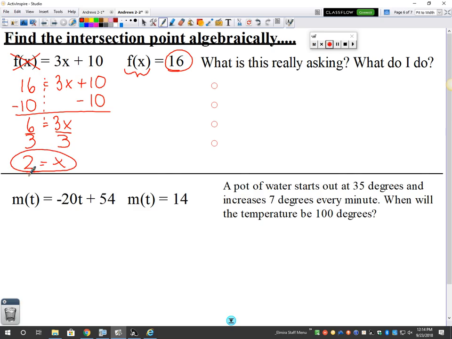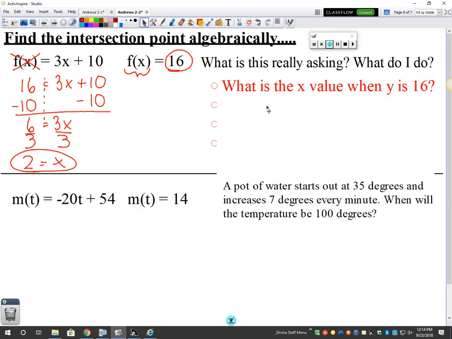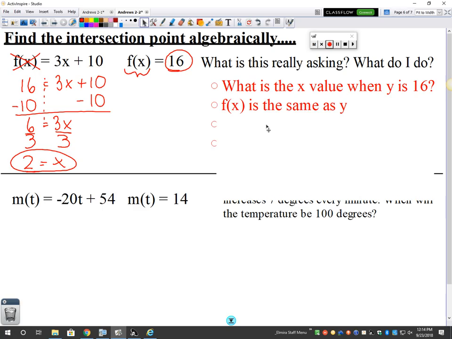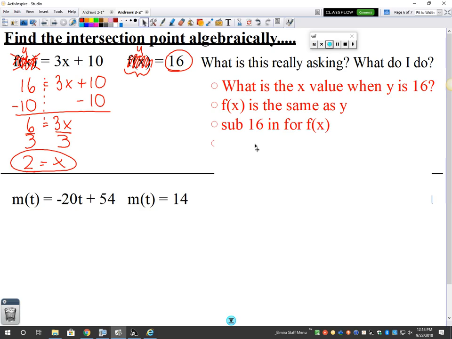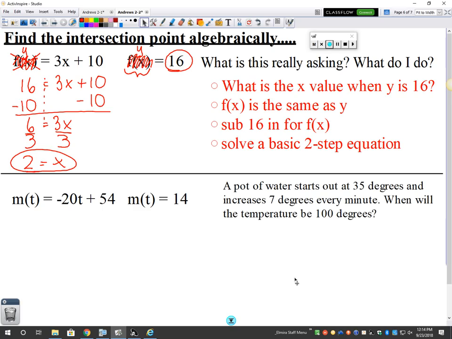So what is this really asking me to do? It's asking what the x value is when y is 16. Remember that f of x and y are the same thing. f of x is the same as y. So if I took this away and put y here, and I took this away and put y here, it would mean take 16 and put it in the place of y. So you've got to think of it like that. Sub in 16 for f of x, and solve. You end up solving a basic two-step equation.